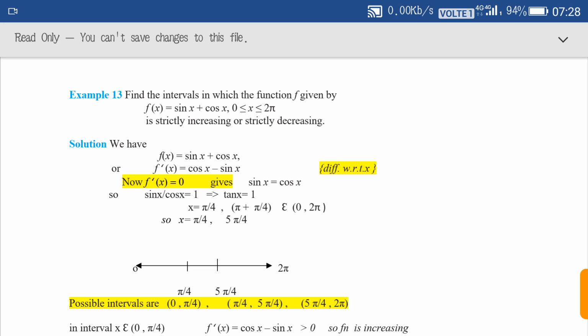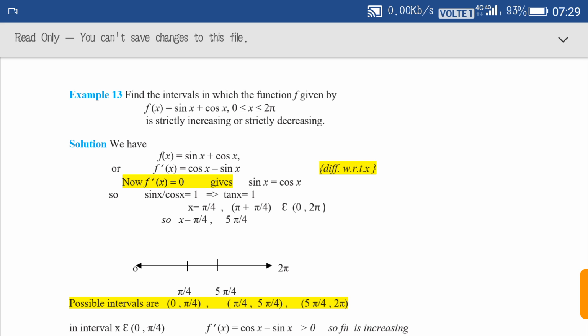Within 0 to 2π, tan x will have positive value in the first quadrant and in the third quadrant. In the first quadrant, the angle will be π/4, and in the third quadrant, the angle will be π + π/4. Both belong to 0 to 2π, as it is the given domain. Thus we get x equal to π/4 and 5π/4. Now represent on the number line.